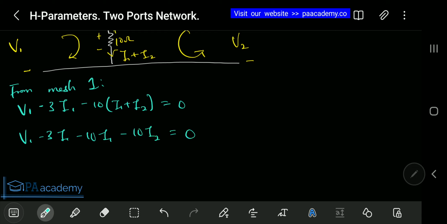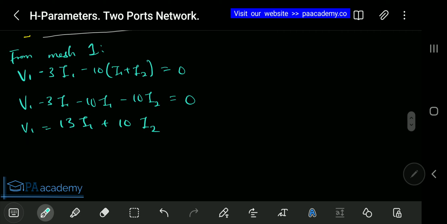equals to 0. So if we should simplify this, we are going to be having V1 is equals to, so this is minus 3I1 minus 10, that will be 13. So if you come to the other side of the equals sign, it will become plus 13I1 then plus 10I2. Exactly. So let's take this as our equation 1.